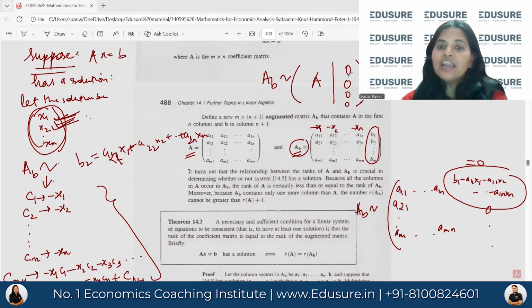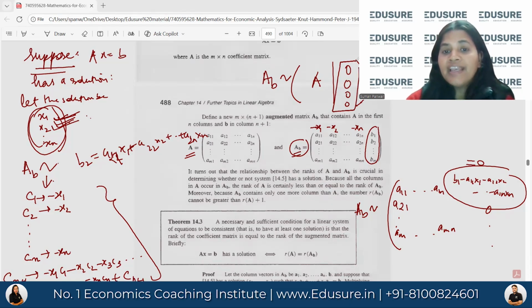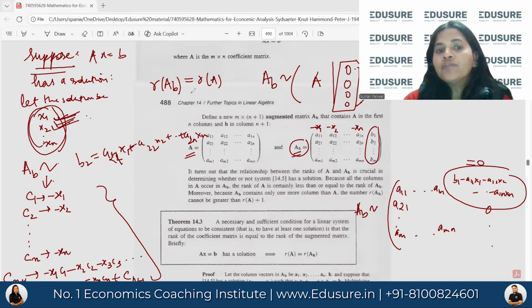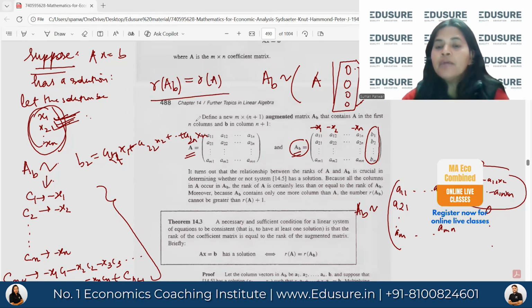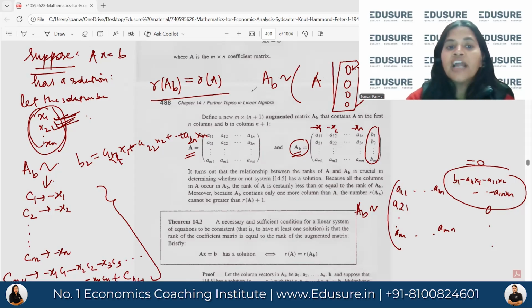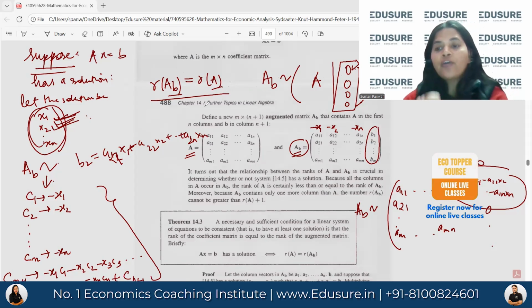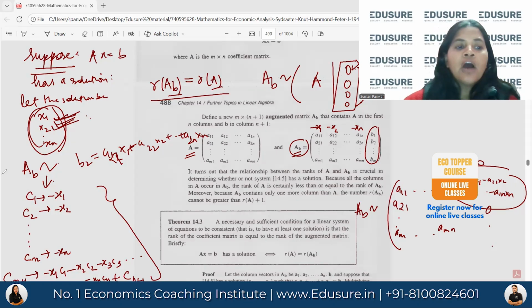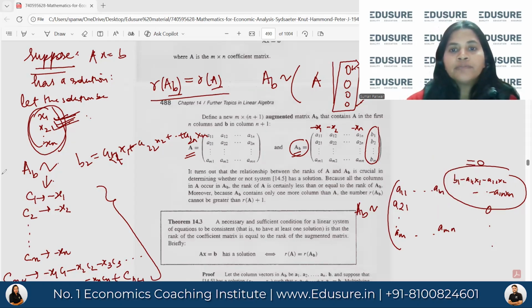Now, obviously, if the last column is 0, then in that case, the rank of the augmented matrix is equal to the rank of the original matrix A. Why? Because rank is the number of linearly independent columns. Now, if the last column has turned out to be 0 by elementary row operations, that means the number of linearly independent columns in AB and A will be the same, and therefore the rank of the matrix A is equal to the rank of the matrix AB. Okay, now let us look at the other way around.